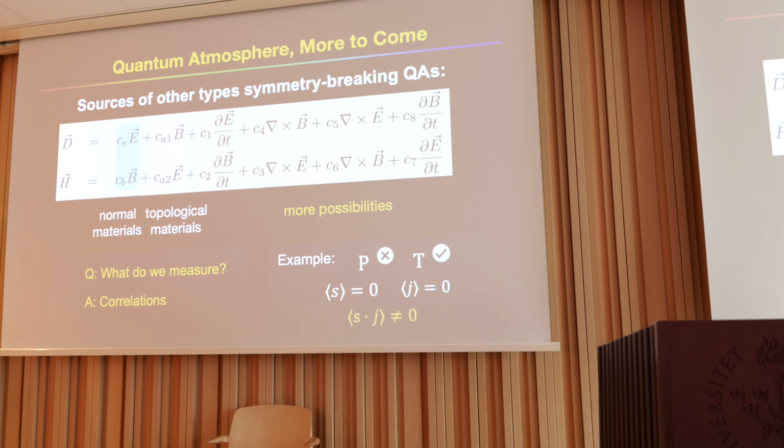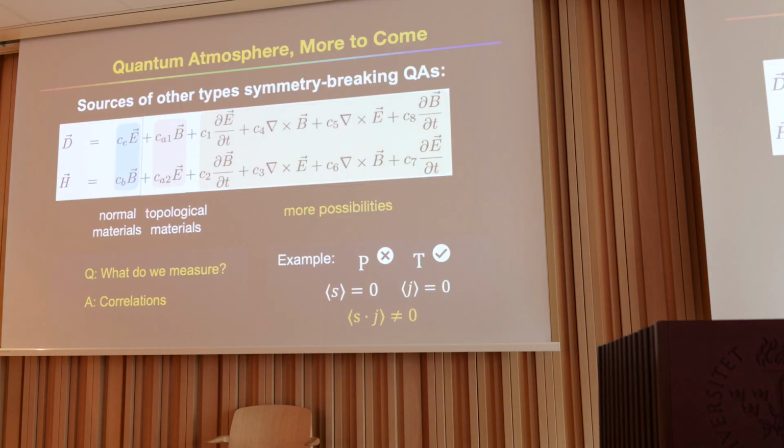The first column is what you learn in the textbook. The second column is what you learned in the electric-magnetic coupling materials and topological materials. And the other thing is what we wrote in this paper, that you can induce more kinds of combinations of symmetry breakings and generate different kinds of quantum atmospheres.